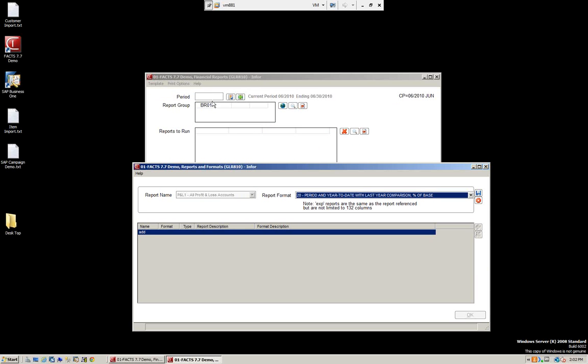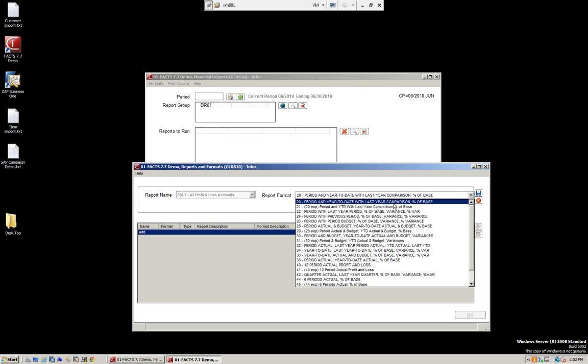We can choose our group. The group allows us to segment these different reports by branch and by department and so on. Then we select our actual report, which here is the profit and loss, and then we select the format. So here we're going to choose number 20, which is period and year to date with last year's comparison. So if we look here, we have all these different types. Again, these are the columns that the report generates.